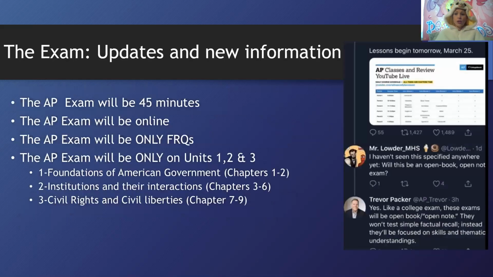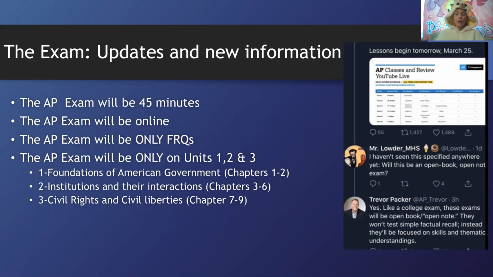Exam updates. This is so far what I know from College Board. The AP exam will be 45 minutes. The AP exam will be online. The AP exam will be only FRQs. And the AP exam will only deal with Units 1, 2, and 3. Unit 1 is your foundations, which is August and September. Unit 2 has been for us since January, February, and March, and now a little bit into April. That is Unit 2, institutions. Unit 3 is civil rights and civil liberties. That's the one we haven't gotten to yet.